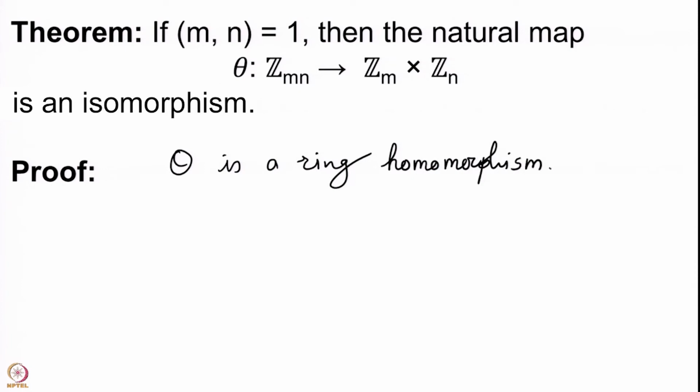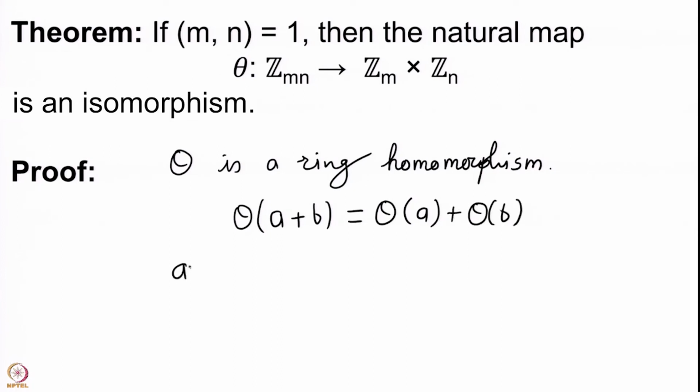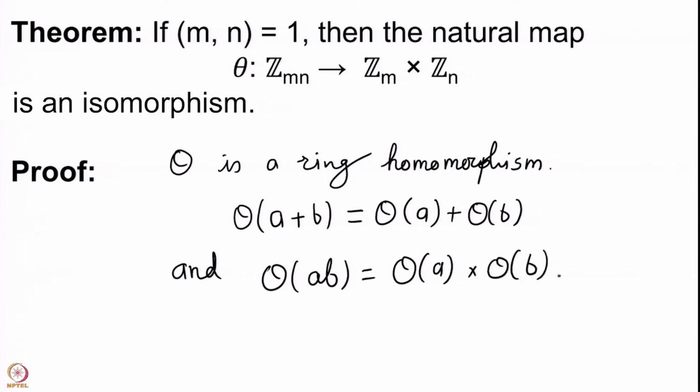We need to make one observation: the map theta is a ring homomorphism. I will simply state what we mean by this. We mean that whenever we have two elements A and B in Z mod mn, theta of A plus B is theta A plus theta B, so it preserves addition, and it also preserves multiplication, which is theta of AB is theta A into theta B. So, these are the two properties of theta that we will assume.